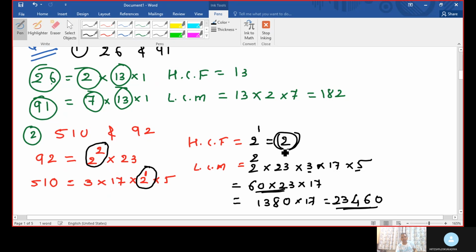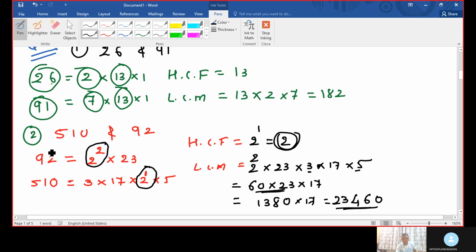Speak your table of 2. Right? So 2, speak your table 2. 46 2s are 92. 2 into 46, 92. And 2 into 510. Speak your table. 2 into 255, the answer is 510.